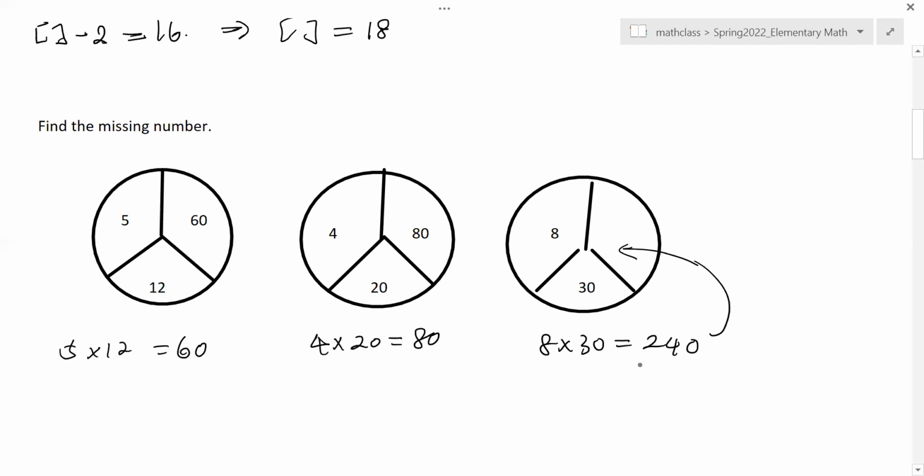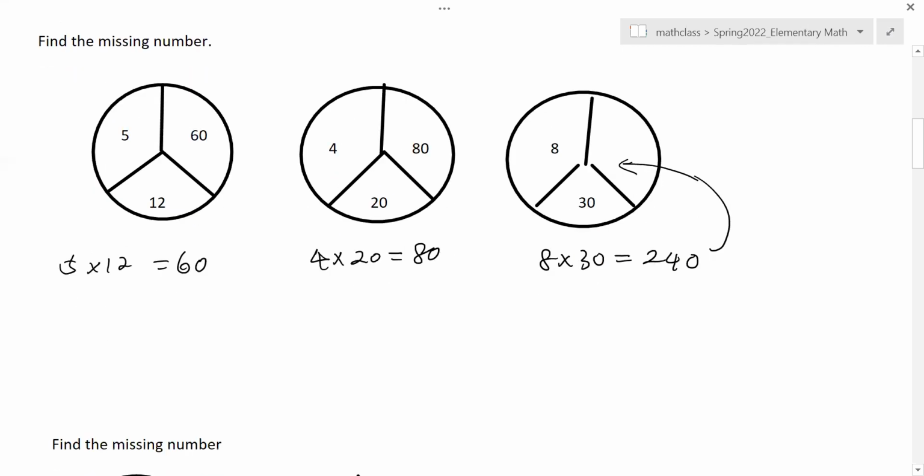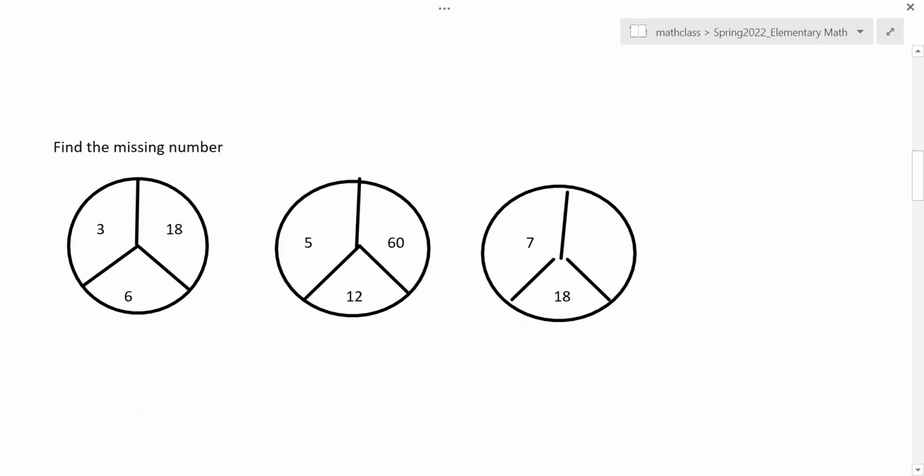Now, sometimes you have multiple answers. Maybe another student comes up with a different pattern, which also makes sense. Then you have two answers. But for this particular one, I don't see any possible way to get a number different from 240. All right, so I'm going to ask you to do the next problem.